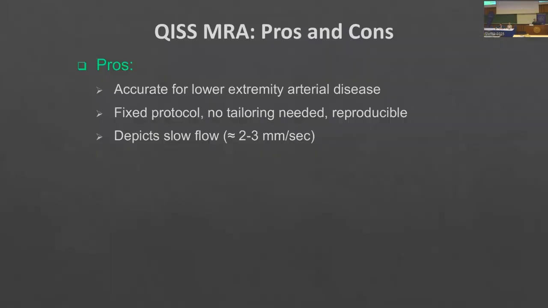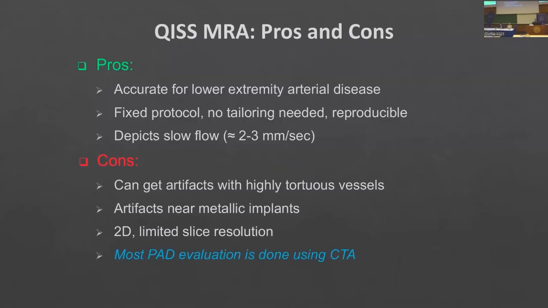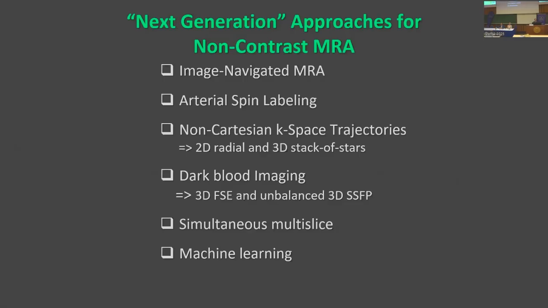So there are pros for this. It's been proven to be quite accurate. There's no tailoring involved. It's a very simple push-button technique, and it's very sensitive to even slow flow in severe disease. There are potential artifacts in patients with highly tortuous vessels with implants because it's a balanced steady-state free precession readout. Biggest problem, of course, is that most peripheral vascular imaging is now done with CT. So we don't get a huge number of referrals, but we do get these on a somewhat regular basis.